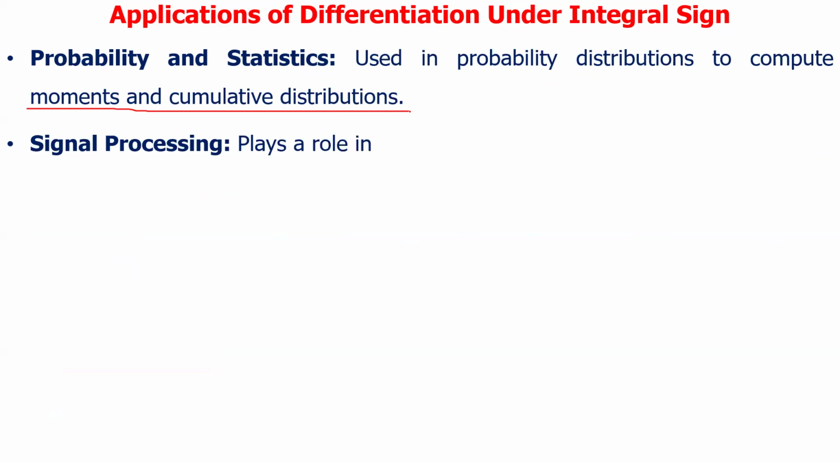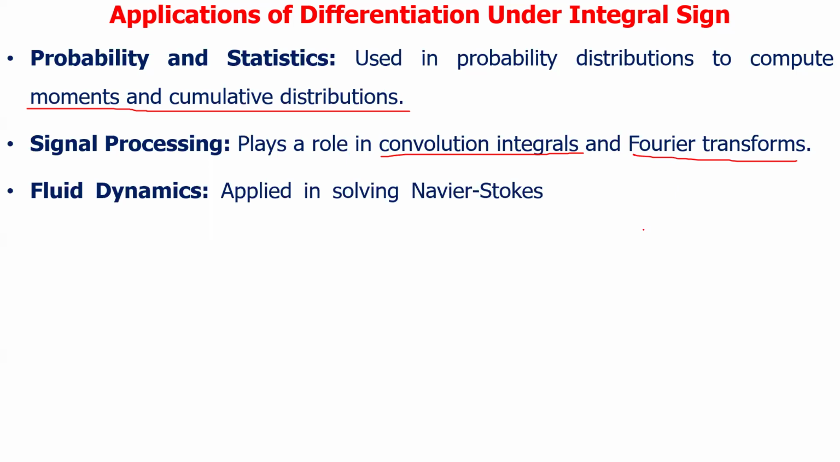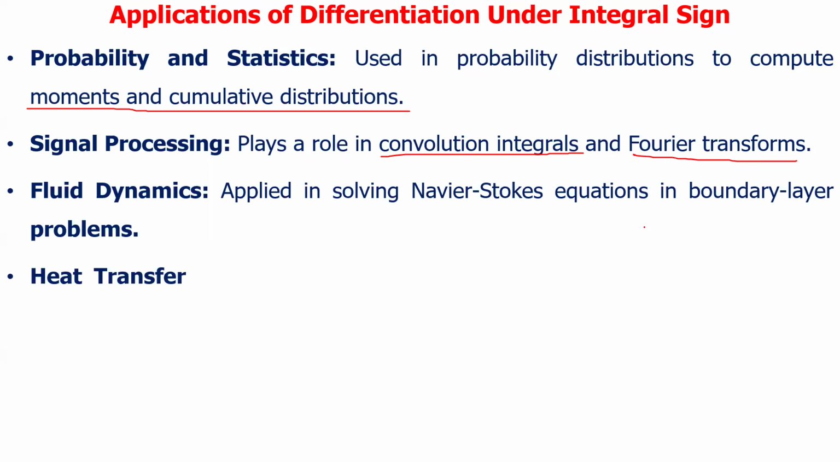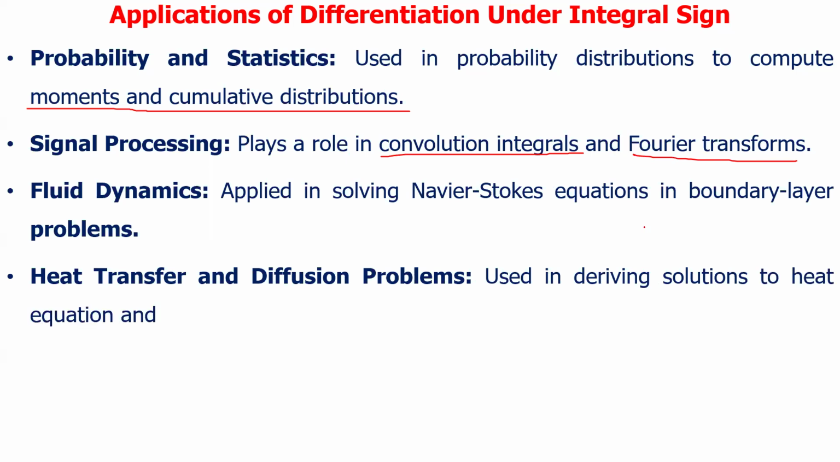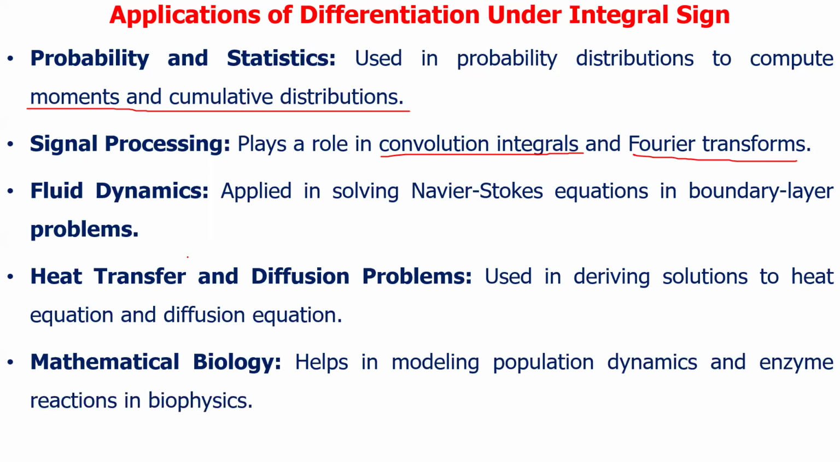Signal processing: it plays a role in convolution integrals and Fourier transforms. Fluid dynamics: applied in solving the Navier-Stokes equation in boundary layer problems. Heat transfer and diffusion problems: it is used in deriving solutions to the heat equation and diffusion equation. In mathematical biology, it helps in modeling population dynamics and enzyme reactions in biophysics. So these are some different applications of differentiation under integral sign.